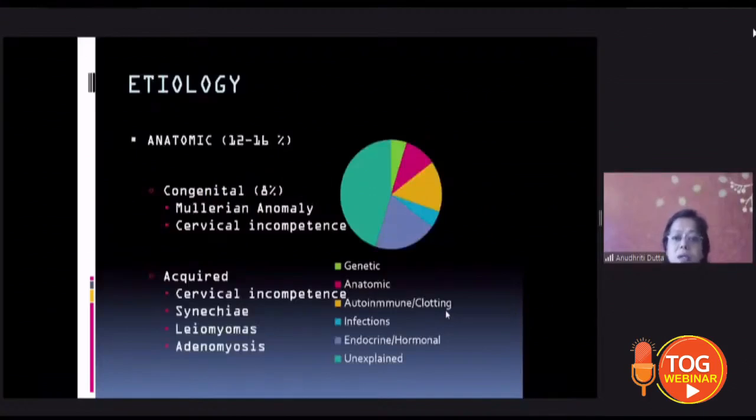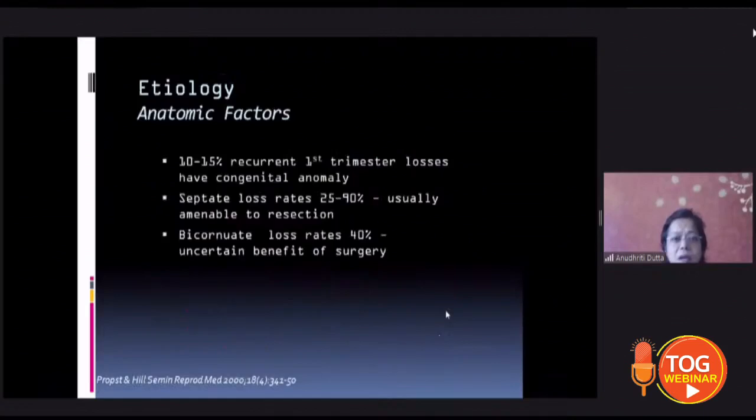Now, the etiology, as we all know, is multiple, but 50% of which is unknown. Mostly, it might be genetic and anatomic, or it might be an autoimmune, infectious, or endocrine etiology. So the anatomic etiology could be congenital or acquired. The congenital could be a Müllerian anomaly or a congenital incompetence of the cervix. The acquired could be a cervical incompetence. It could be a uterine synechia, a leiomyoma, or adenomyosis.